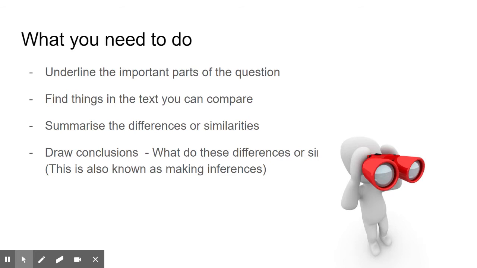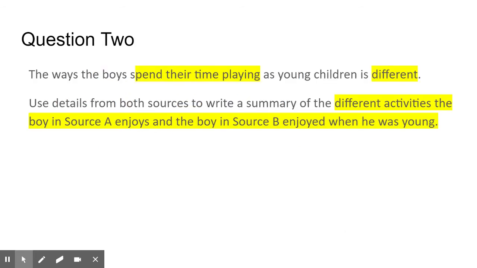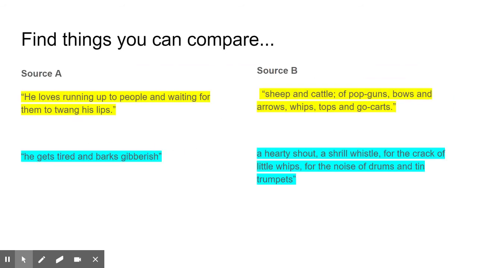So find things in the text you can compare. Summarize, just say what these differences are, and then draw some conclusions. What do these differences or similarities tell you? This is known as making inferences. So, as I said, in question 2, you are looking for the different activities the boys like doing, nothing else. These are the things you can compare. Well, there's probably more, but this is what we came up with.